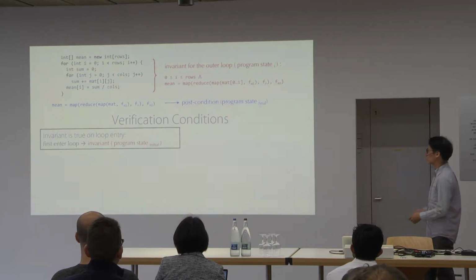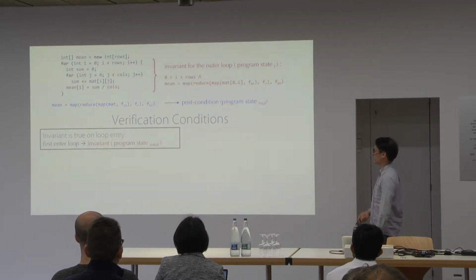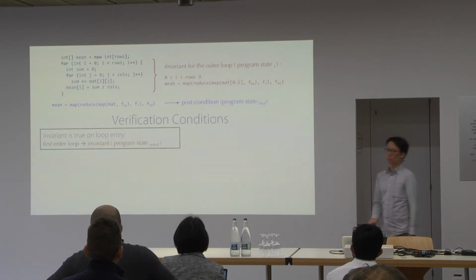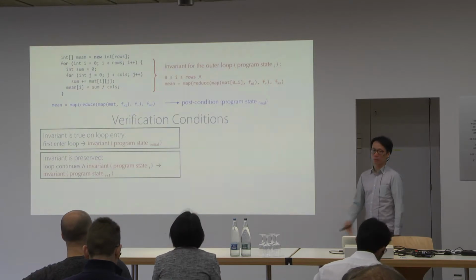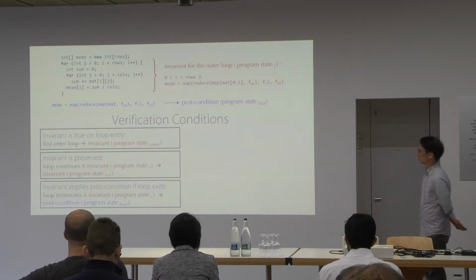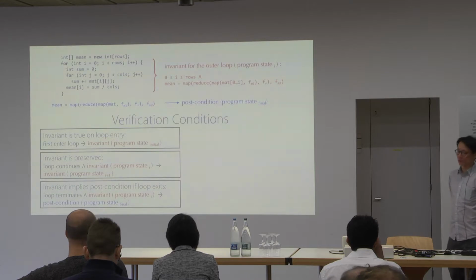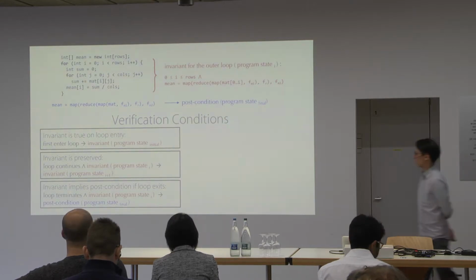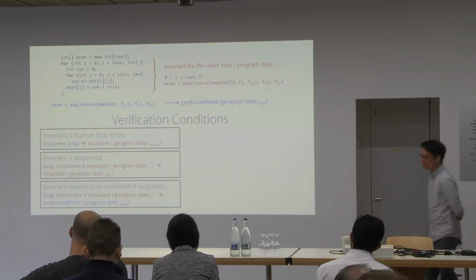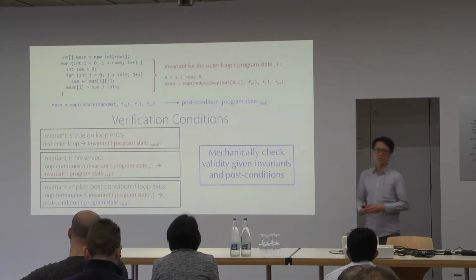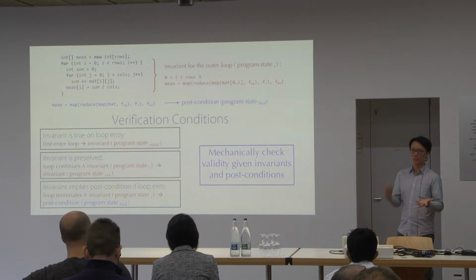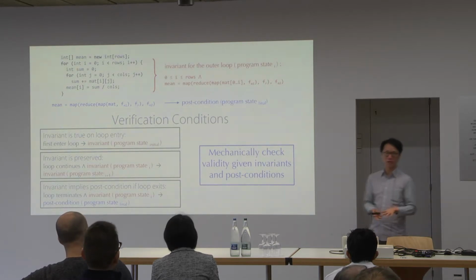In order to check that the post condition is true, we need to find an invariant, and the invariant needs to be true when we first enter the loop. The invariant needs to be preserved when we execute multiple iterations of the loop. And finally, the invariant needs to logically imply the post condition if the loop actually terminates. So you can see that there's a very mechanical process that we can use to check whether any given post condition and invariant is actually true or not.